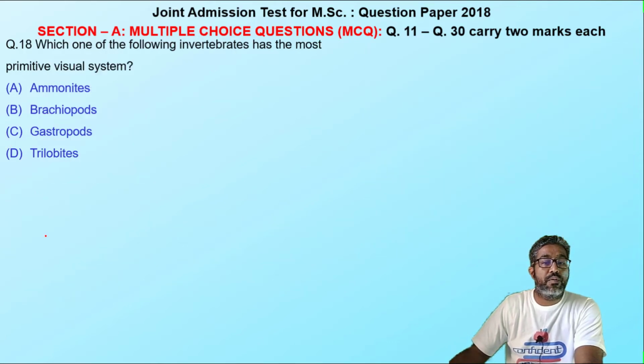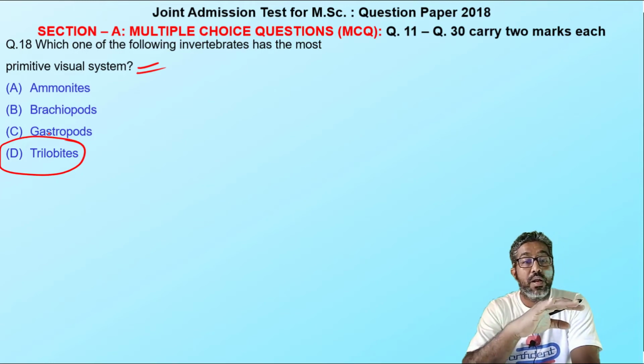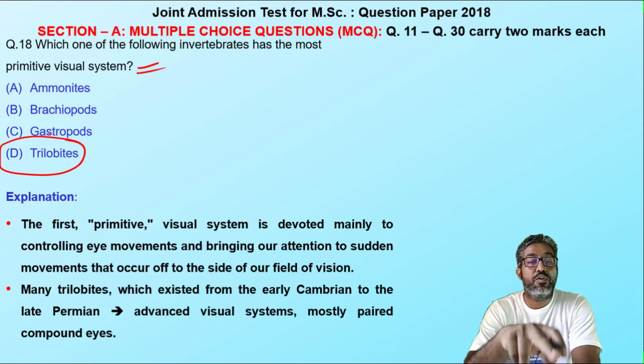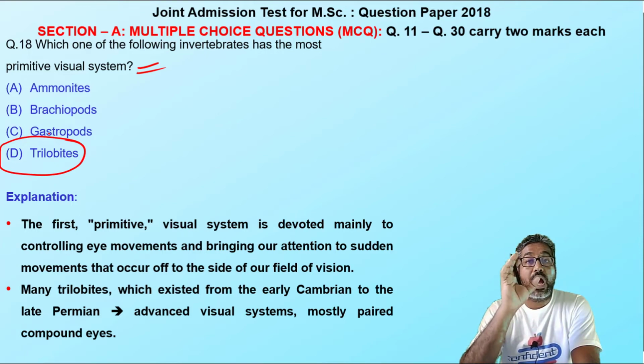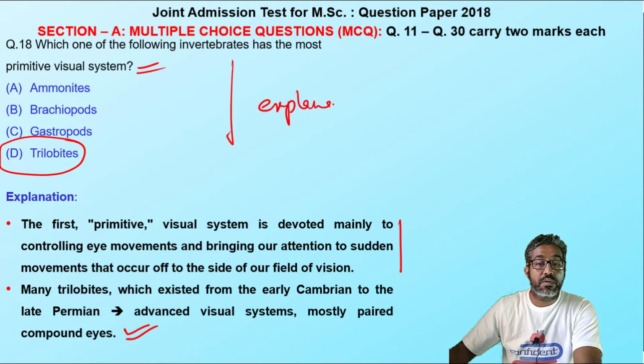Now I'm not going to solve further. Which one of the following invertebrates has the most primitive visual system? This is also a statement, and the option is trilobite. The first primitive visual system is devoted mainly to controlling eye movement and bringing our attention to sudden movements that occur off to the side of our field of vision. This is the statement given in the paleontology book related to trilobites. Many trilobites, existing from the early Cambrian to the late Permian, had an advanced visual system and mostly bear compound eyes. This is already the explanation given in the textbook. You have to remember that one.